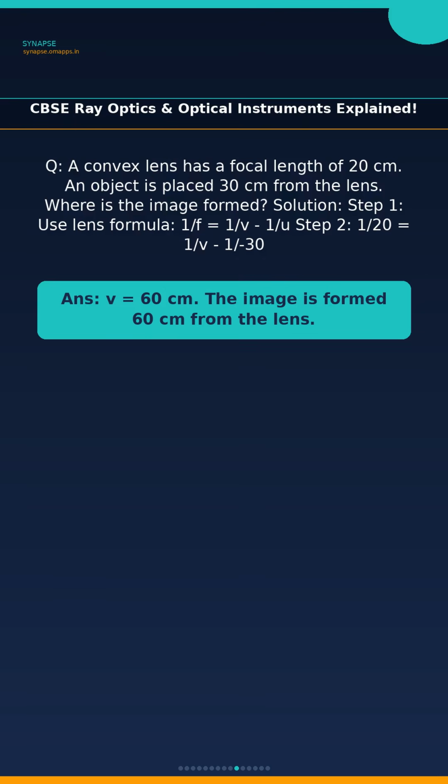Let's work through an example problem. A convex lens has a focal length of 20 centimeters, and an object is placed 30 centimeters away. Where is the image formed? Using the lens formula, we find that the image is formed 60 centimeters from the lens.